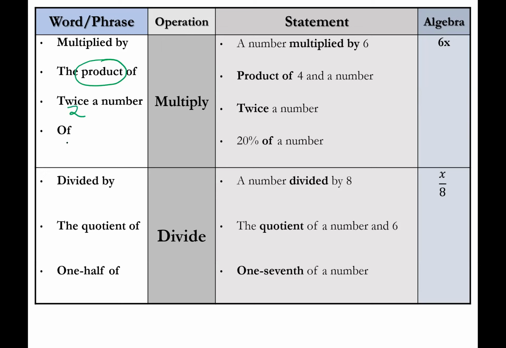That word by itself doesn't mean multiplication, but if you have a number after it, what you're going to do is multiply by that number. So if you have a number after the word of, that implies that you're going to multiply by that number. Okay, so once again, let's do some translating. So the first statement, a number multiplied by 6. The algebra becomes 6x.